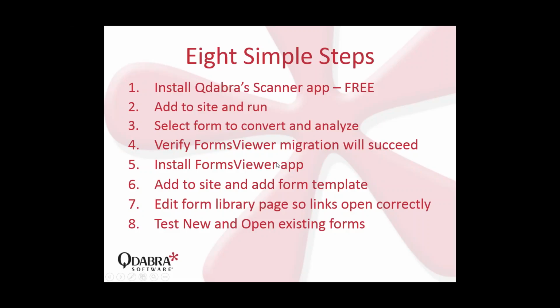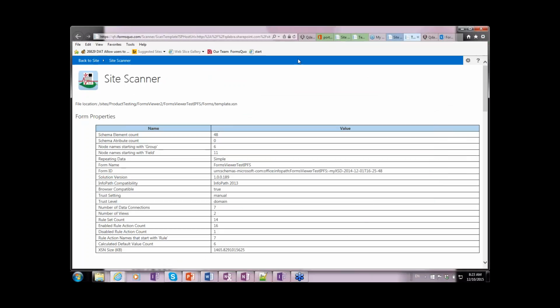So we do that exactly like we did with the scanner app. You take the app file, you upload it to Central Admin, you go into your site and you add the app. And then once you've added it to your site, we can use it. So I'm going to go back to my site.